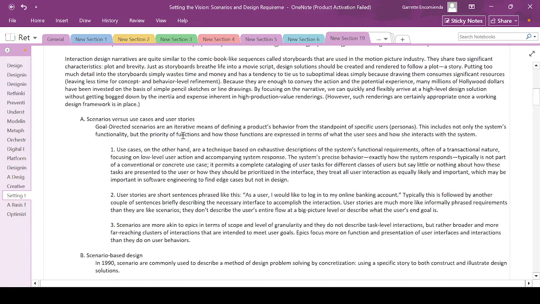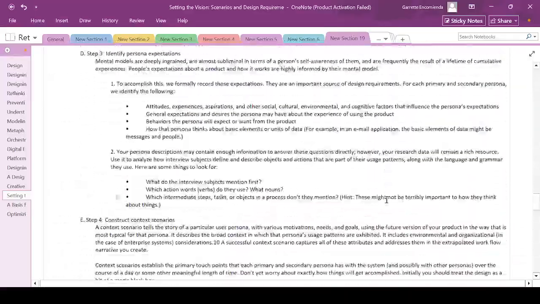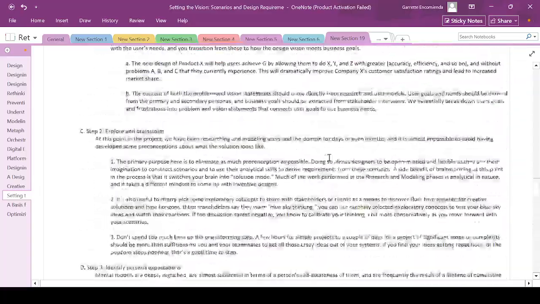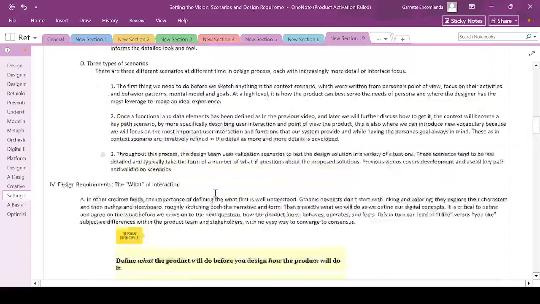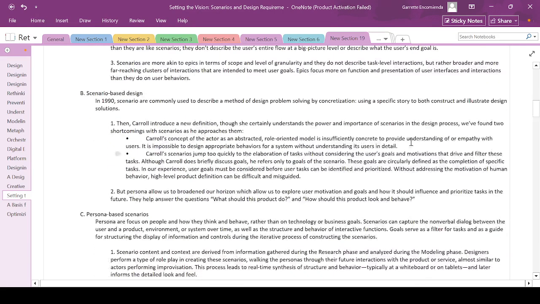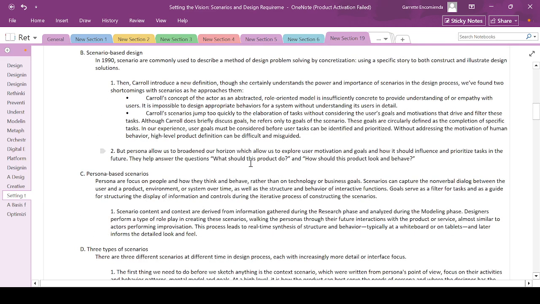And then use cases and user stories. So scenarios are more akin to epics. So these epics are just the clear functions that we now need to design, because again, an epic, in terms of scope and level, does not describe task-level interaction, but rather broader and far-reaching clusters of information that are intended to meet user goals. Epics focus more on function and presentation of user interface and interaction than they do on user behavior.